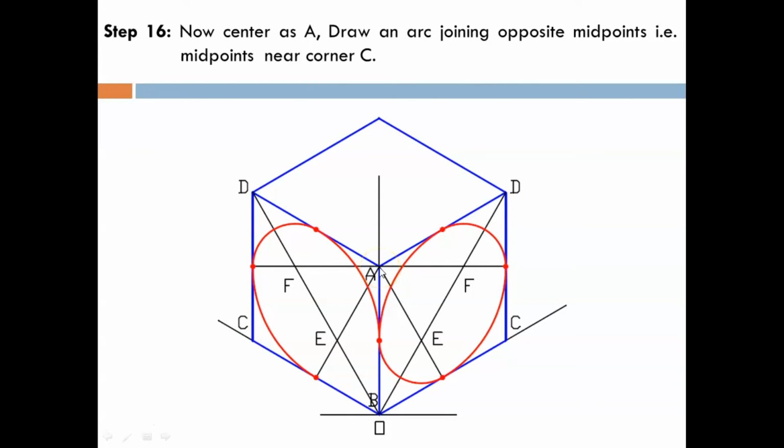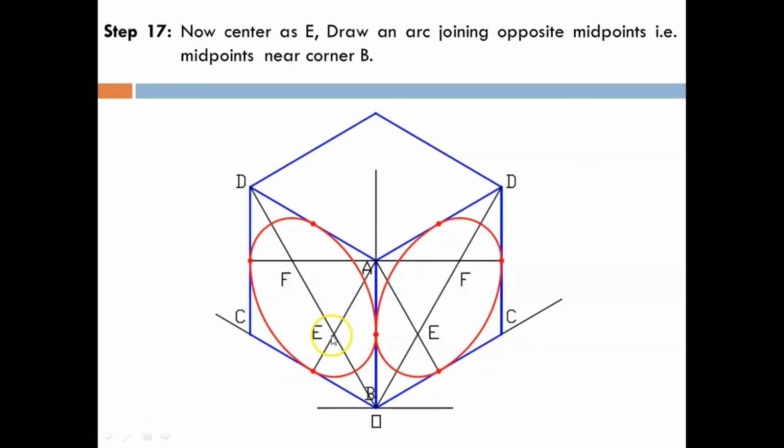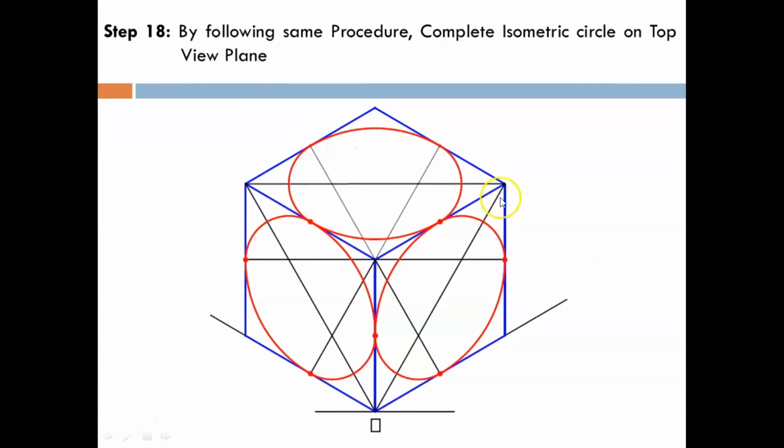Now with center as E, start drawing an arc from the corners nearer to the point C. Then with point E as center, draw the remaining arc to complete the circle. In a similar way, you can finish the circle on the top isometric plane. In this way, you can complete all the isometric circles on all isometric planes. I hope the procedure is clear to you. Thank you.